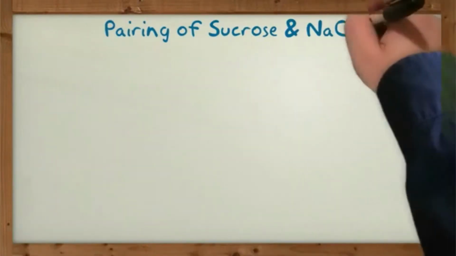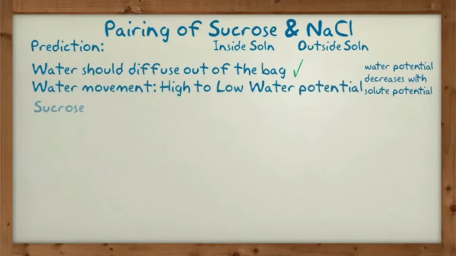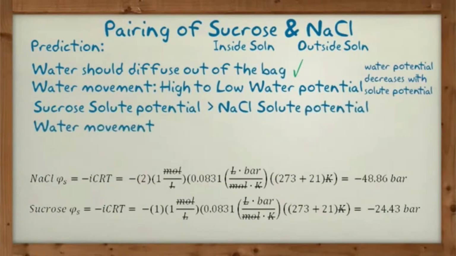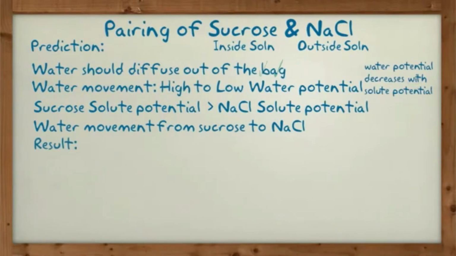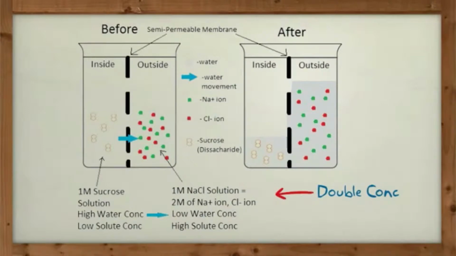The pairing of sucrose and NaCl. The prediction is correct. Water movement is from high to low water potential. Sucrose is greater than NaCl in solute potential, which means water will move from sucrose to NaCl. The result is a decrease in mass. Water moves towards the high solute concentration, and NaCl dissociates into Na ion and Cl ion.